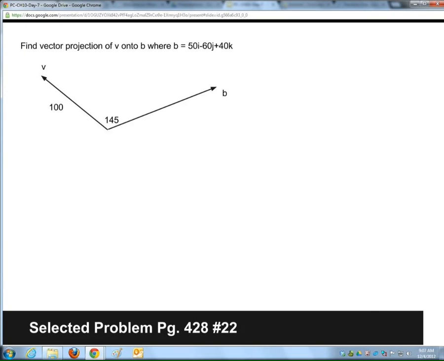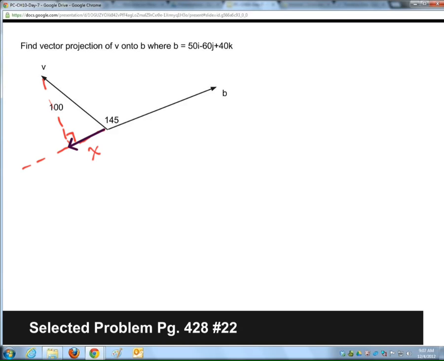Alright, so here's an example problem where I'm asked to find the vector projection of V onto B, where I'm given the component form of B, and I'm just given the magnitude of vector V, but I'm given the angle in between them as well. So if I start working through this, what I'm really looking for is that piece X. The length of that is the scalar projection. The vector in that direction is my vector projection.